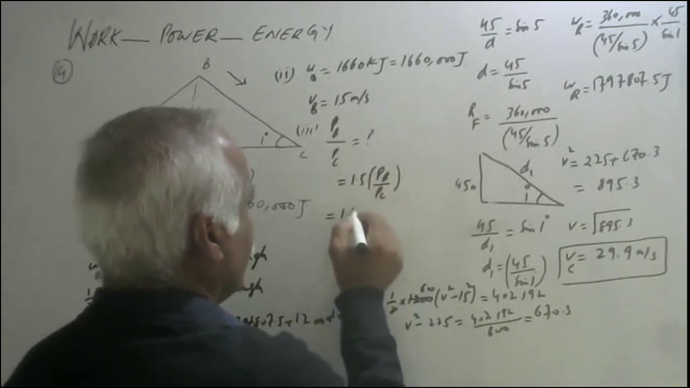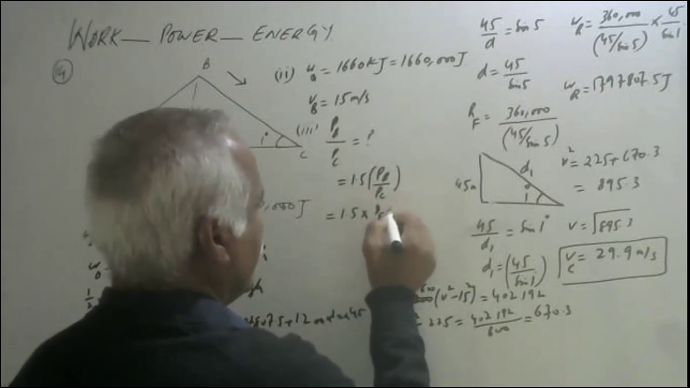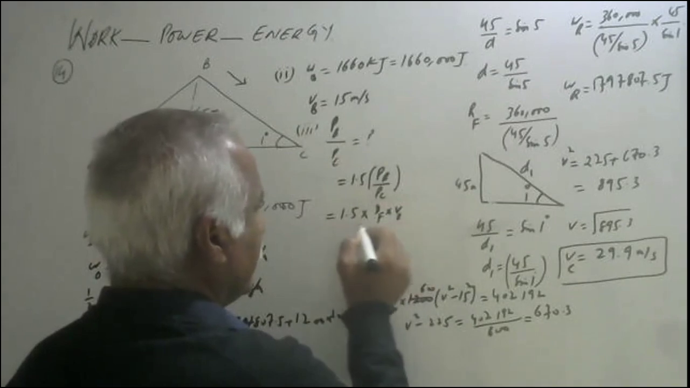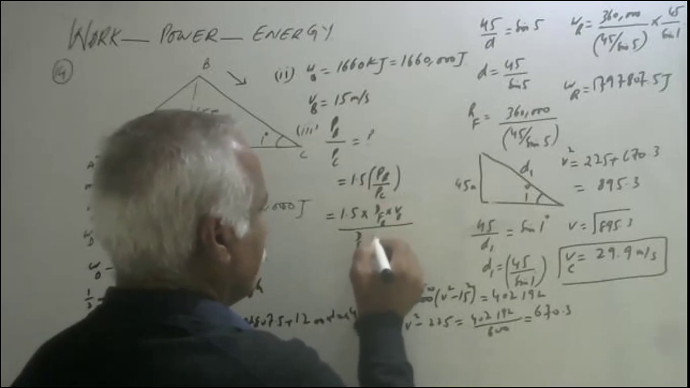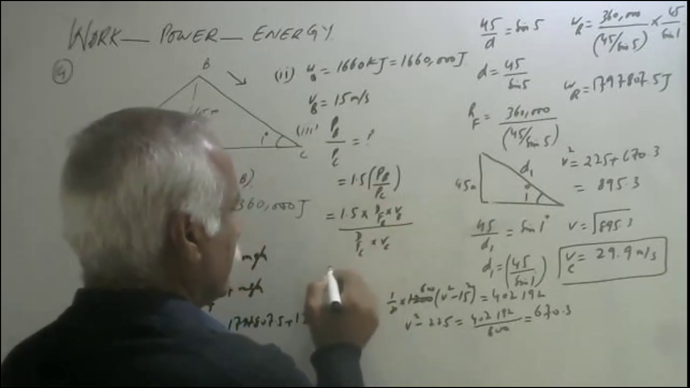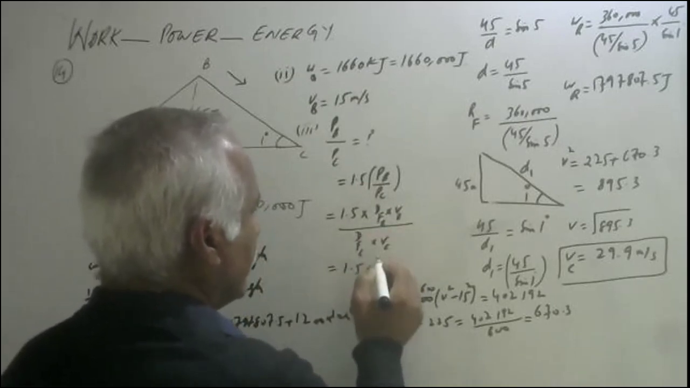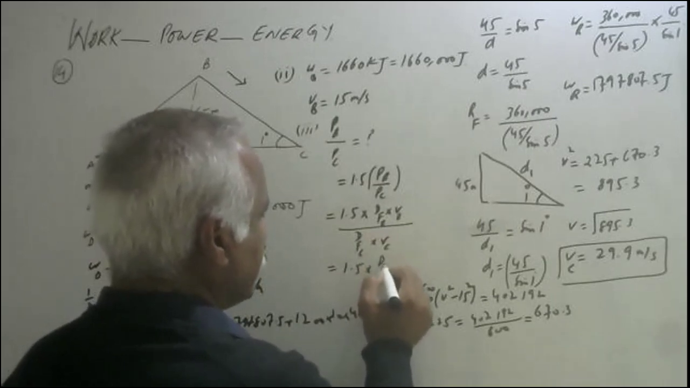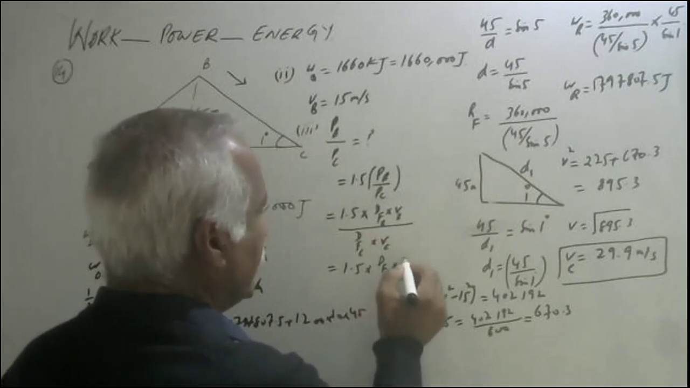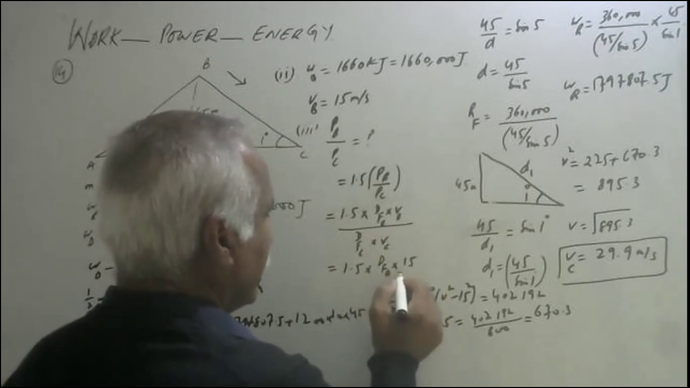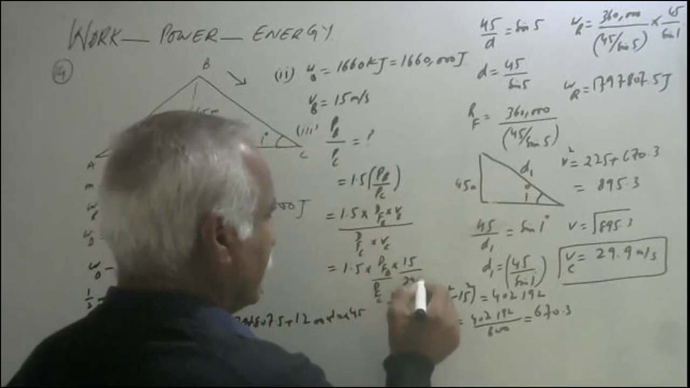So this will be equal to 1.5 into power at B, which is the driving force into velocity at B, divided by driving force at C into the velocity at C. So this will be equal to 1.5 into the driving force at B, velocity at B is 15 and at C it is 29.9.